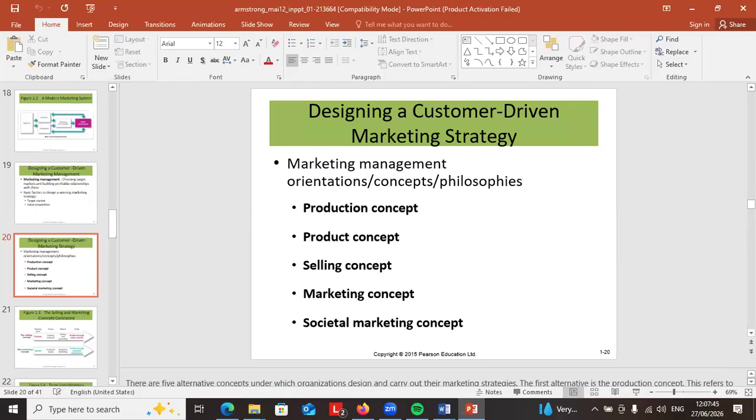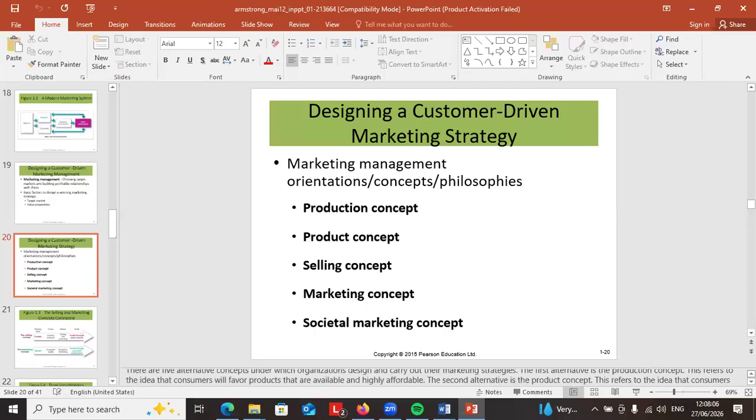Now, having moved from that step, it is important to know that there are 5 alternative concepts or philosophies or orientations under which corporate bodies design and carry out their marketing strategies. The first alternative is a production concept. And this refers to the idea that consumers will favor products that are easily available and highly affordable.